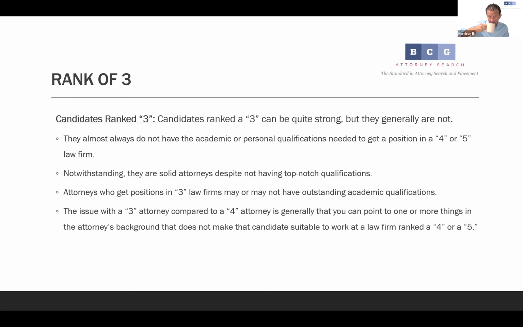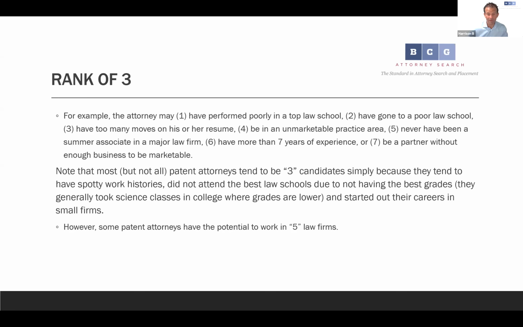There's nothing wrong with them, but what typically makes an attorney a 3 as opposed to a 4 is that there's always going to be a few things in your background that make you not suitable to work at a firm that's a 4 or 5. Who knows what it is. It could be that things are just not as perfect. You may not have done well in law school, or you may have gone to a poor law school, or you may have a lot of moves, or your practice area might be in there. You might be in the wrong place at the wrong time. You may never have been a summer associate when trying to get your first job. You may have too much experience, or you may be a partner that doesn't have enough business.